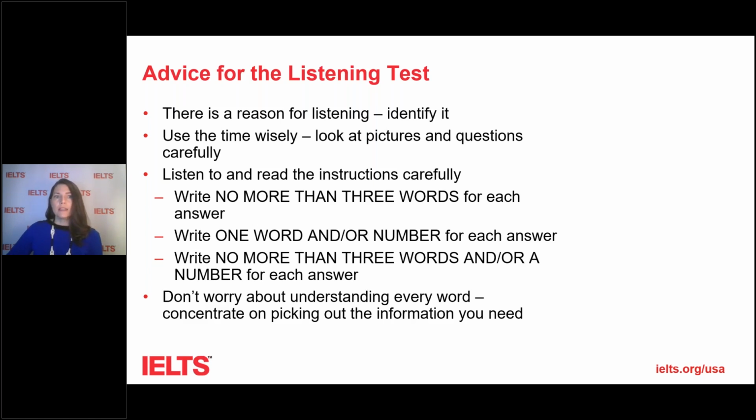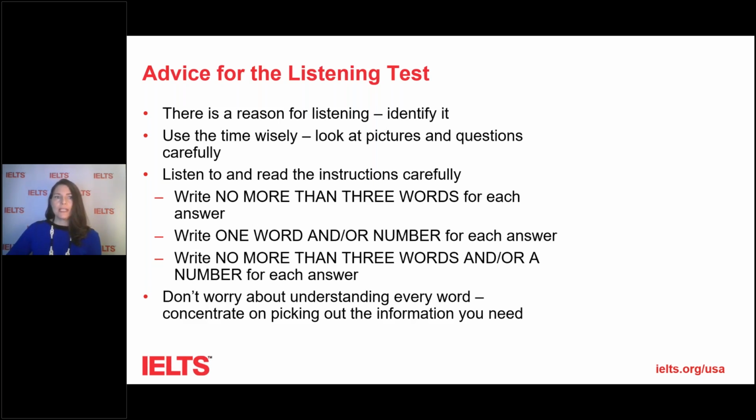Also, there are instructions on the listening test. You might be asked in the form completion or sentence completion question type to write no more than 3 words for each answer. So you need to pay attention to any instructions. If the instructions say 1 word and/or a number for each answer, that means you might have 1 word and a number, or you might have 1 word or a number. So you could have a word and a number, or just a number by itself, but you would not have 3 words if that was the instructions.